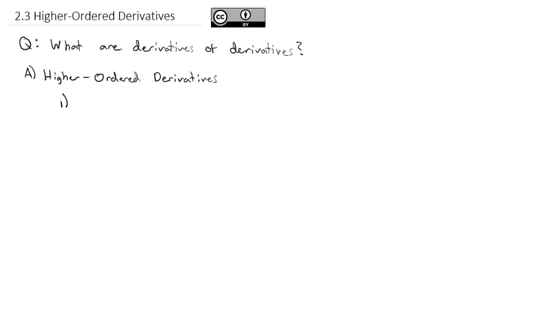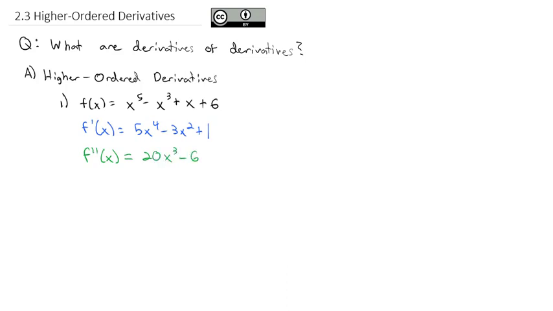For example, if f of x was equal to x to the fifth minus x cubed plus x plus 6, we know we can take the derivative f prime of x using the power rule to be 5x to the fourth minus 3x squared plus 1. But since this is just another polynomial, I could take the derivative of this derivative. We call this the second derivative, which is denoted f prime prime, which using our exponent rule would become 20x cubed minus 6x.